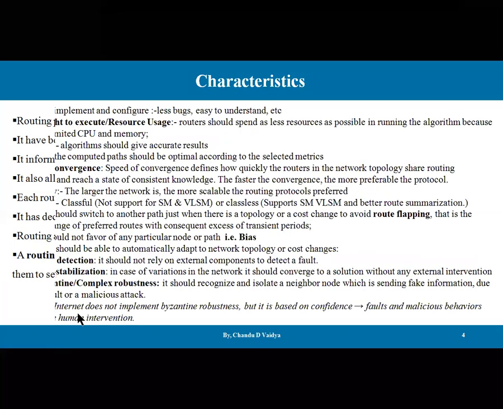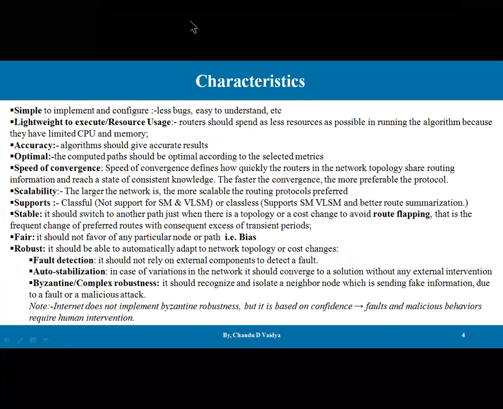After discussing the routing protocol definition, there are some characteristics of how that routing protocol is supposed to be. The very first characteristic is that it is simple. The routing protocol is supposed to be very simple for implementation and configuration. It's supposed to have fewer bugs, be easy to understand, etc. Then second will be lightweight in execution, or resource usage.